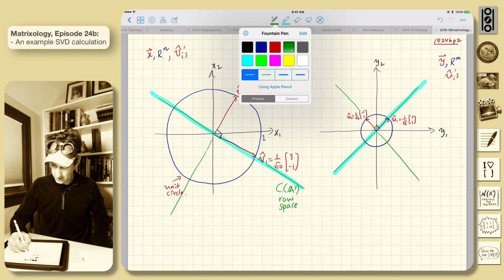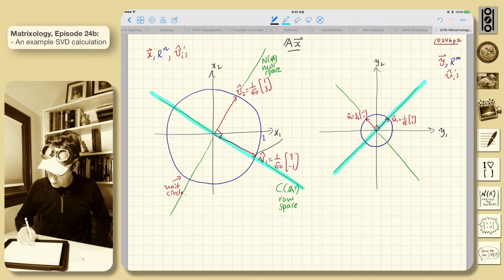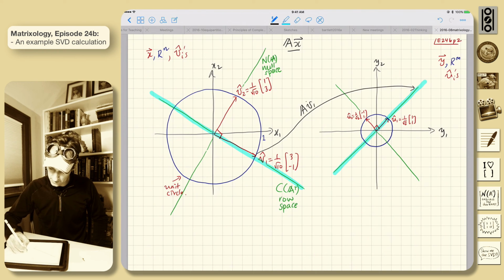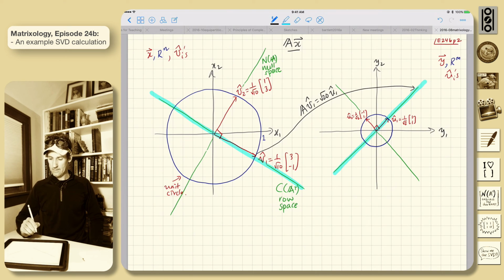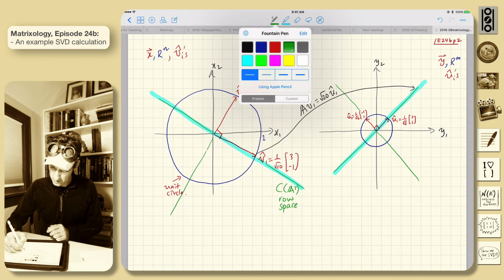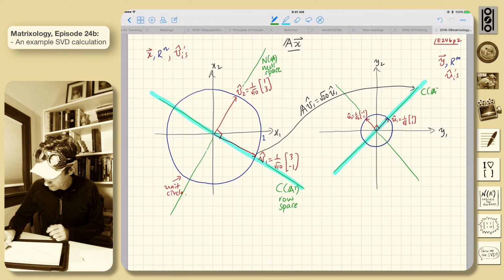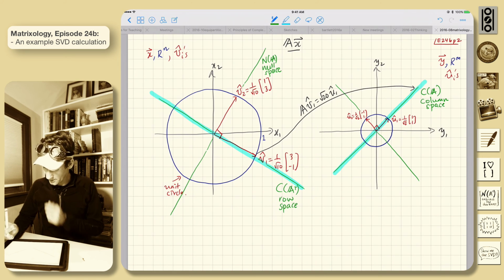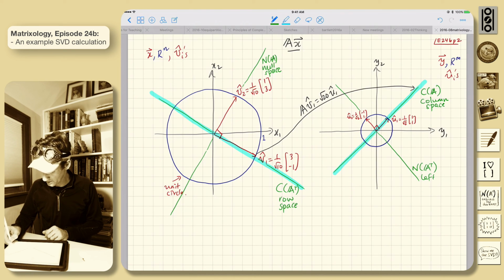And in fact, let's draw a mapping. This is A times V1 equals the square root of 20 times U1. And this is mapping row space to column space. So this thing is the column space, and this is the left null space. We cannot make this, right? So this is the unbuildable reality.